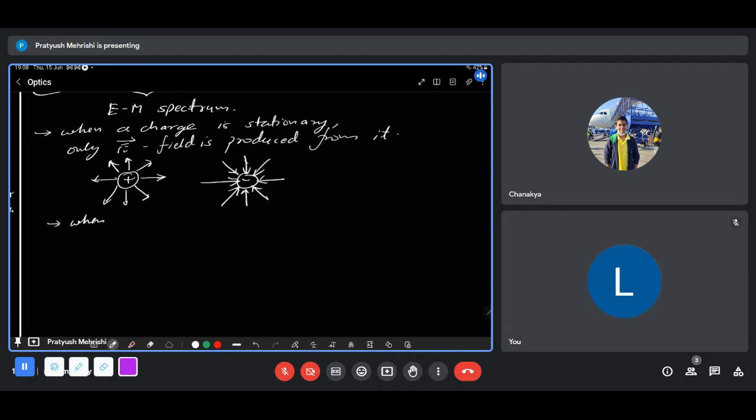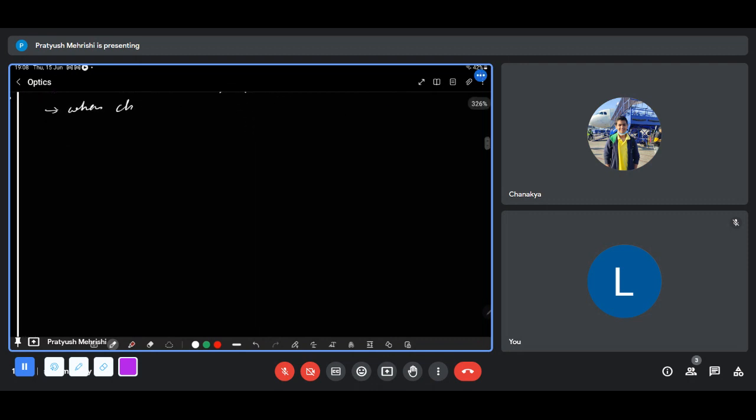So this is when the charge is stationary. When the charge is in motion, by motion, what do we mean here? By motion, we mean constant velocity, constant speed, we can say. Wait a minute, write down velocity, not speed. When the charge is in motion with constant velocity, then what will happen?